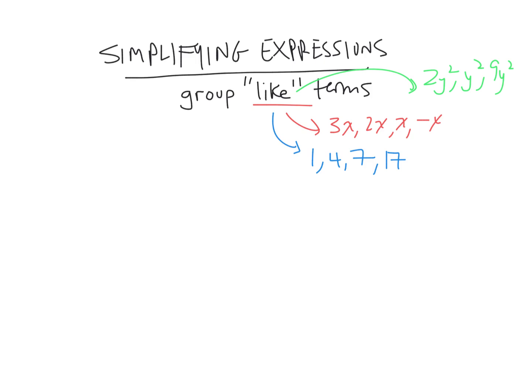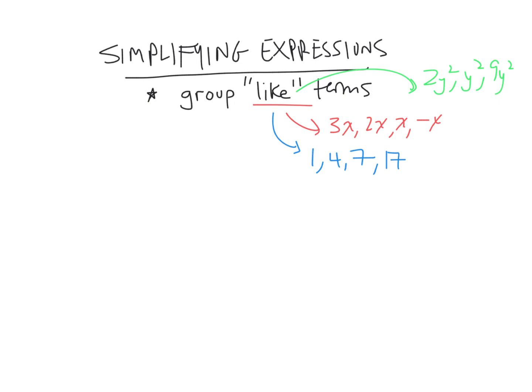So when we are simplifying expressions, there's basically one rule to it. And then from there we can look at easier and more difficult ones. But the main rule is we group like terms together. And we can only process, meaning add and subtract, like terms to one another. So what are some examples of like terms?